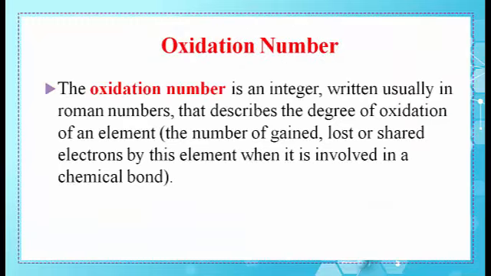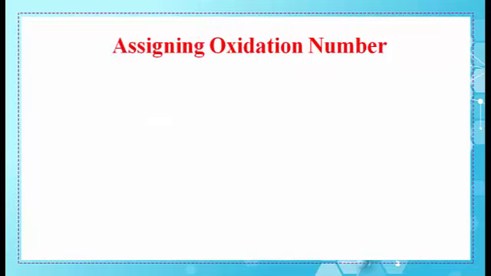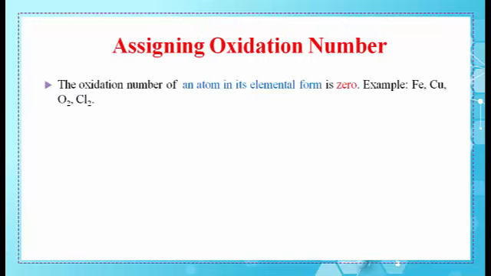The oxidation number is an integer, written usually in Roman numerals, that describes the degree of oxidation of an element. It is the number of gained, lost, or shared electrons by this element when it is involved in a chemical bond. But how can we determine this number? Let's see. To assign an oxidation number for an element, you have to follow the following rules.